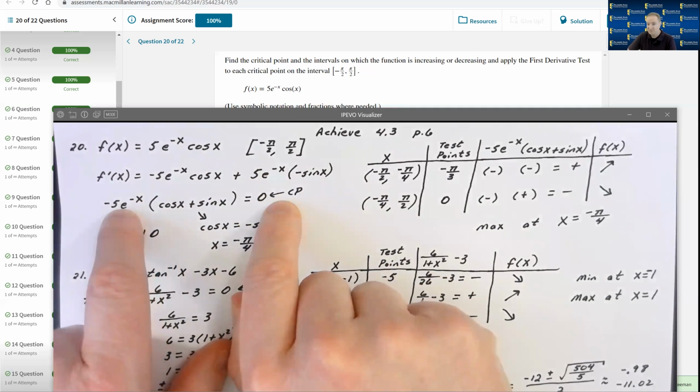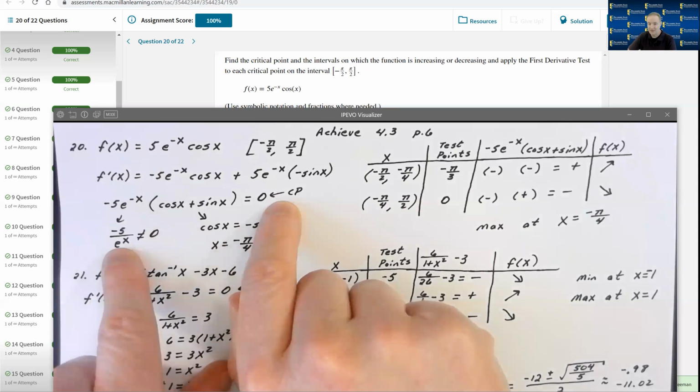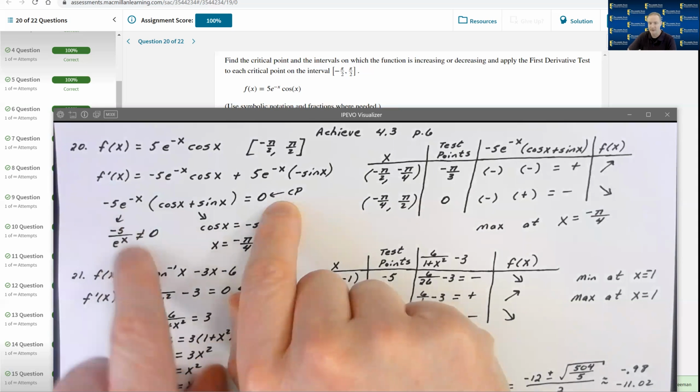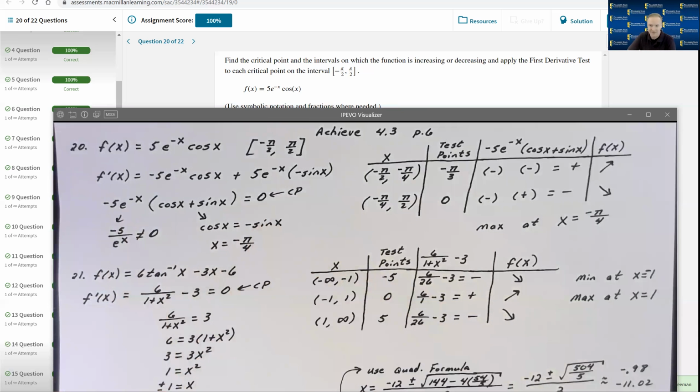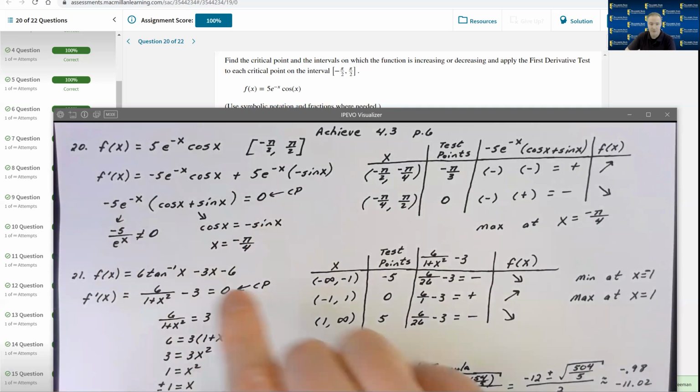That first factor, it can't equal 0. And if you rewrite e to the x with a positive exponent, it makes it very clear. That's the same thing as -5 divided by e to the x. I can't divide -5 by e to the x and ever get a value of 0. It's always going to be something other than 0. Now, it asymptotically approaches the x-axis, but it's never going to equal 0.